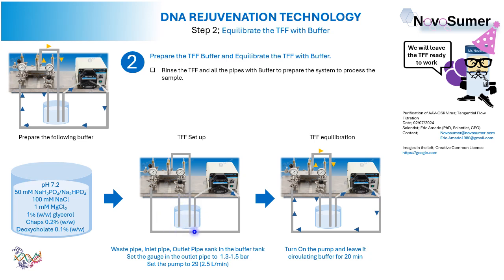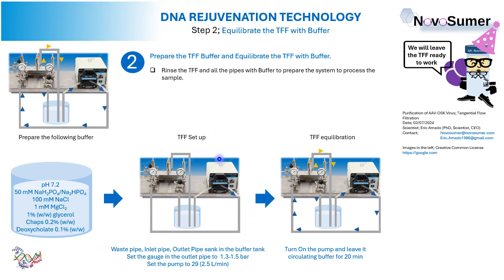we will have the buffer container here. With the buffer, it will go to the pump, from the pump to the TFF, and from the TFF, it will take two ways. It can go either to the waste pipe, up to the buffer container, or it can go to the outlet pipe, up to the buffer container. So everything will be in a closed circuit, okay? And we will run the system for 20 to 30 minutes, so that at the end of the process it will be clean and equilibrated with the buffer.